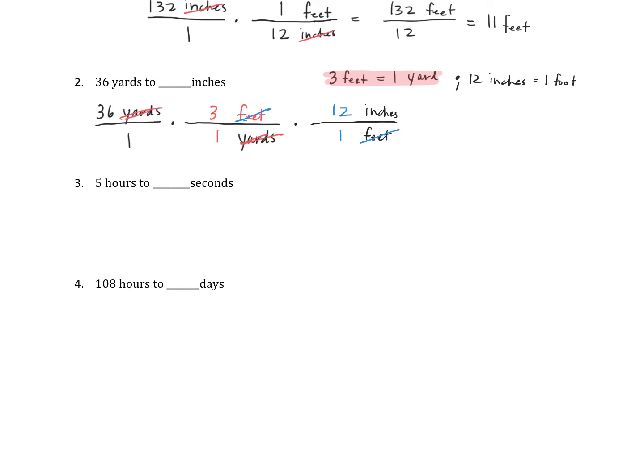So if I multiply straight across, 3 times 12 times 36 is equal to 1296. And on the bottom I have 1 times 1 times 1, so it's just going to be 1296 inches. Okay, let's look at the next one.